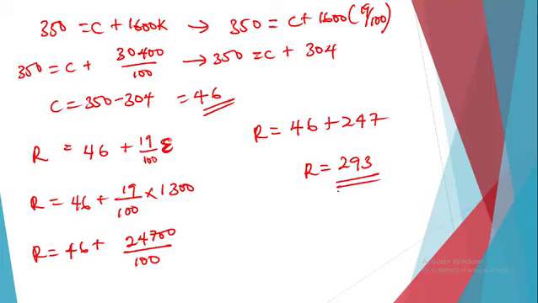And then this added to 46 will give us our R to be equal to 293. Okay, having studied the remaining two types of variation, which are joint variation and partial variation, please provide the answers to the following questions on the screen.